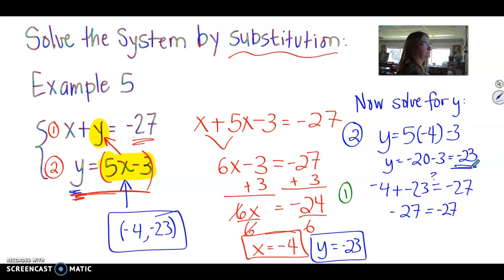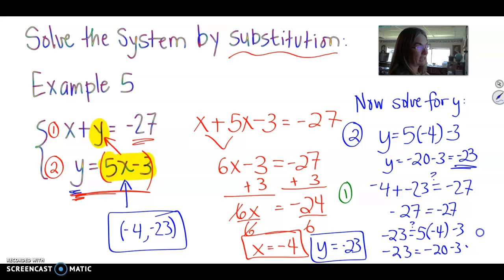In equation 2, does x plus y equal negative 20? Oh, equation 2, I mean. Does, if I put in negative 23 for y, does that equal 5 times negative 4 minus 3? We have negative 23 equals negative 20 minus 3, which it does. It checks out.